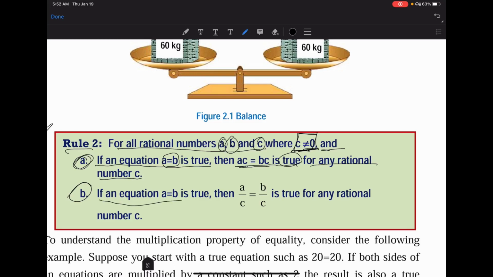If an equation a is equal to b is true, then a over c is equal to b over c is true for any rational number c. Why do we want c different from 0? Because if we divided both sides by c equal to 0 it would not work; division by 0 is not allowed.